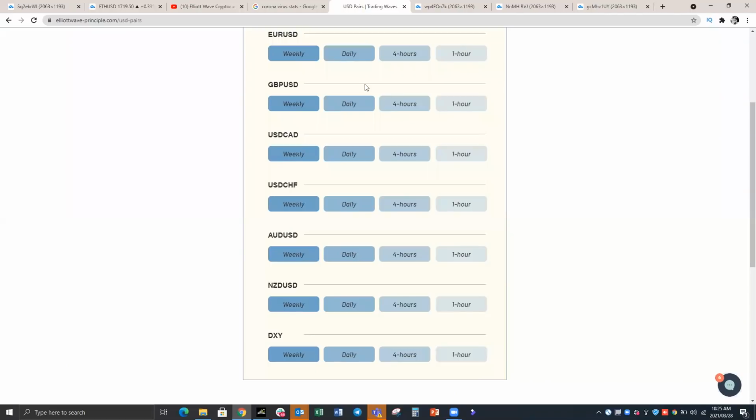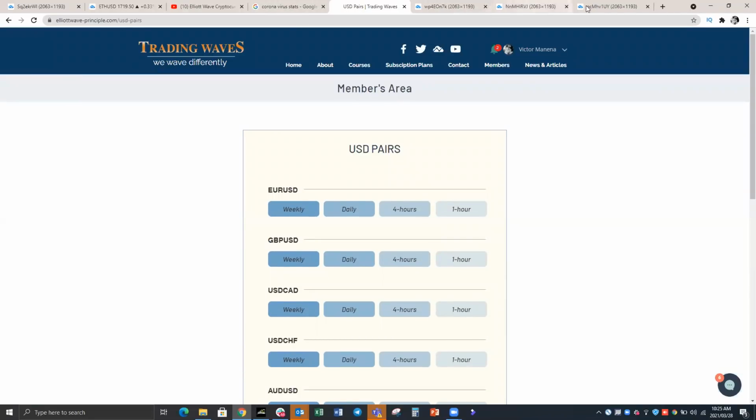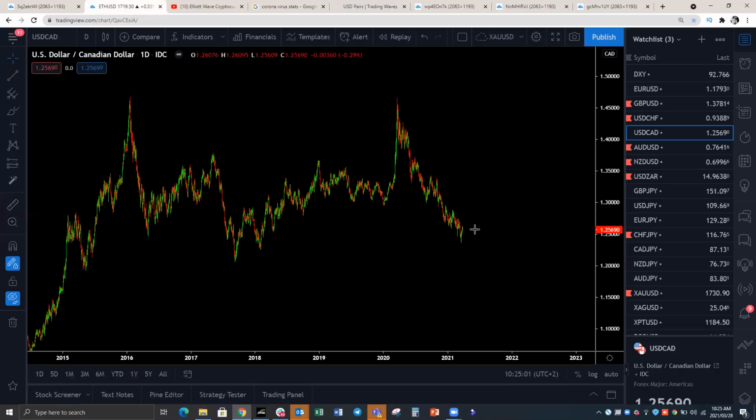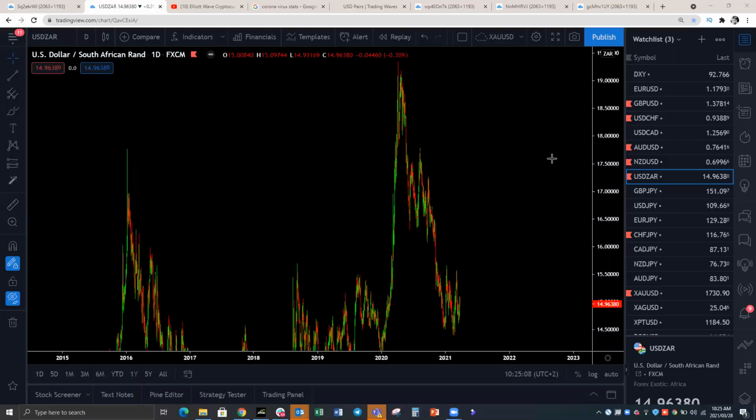Let's look at the rest here. I think that concludes all the US dollar pairs. Let's have a look at US dollar ZAR. We don't have US dollar ZAR listed on our site. Let's have a look at it here anyway. So US dollar ZAR, this is how it looks.